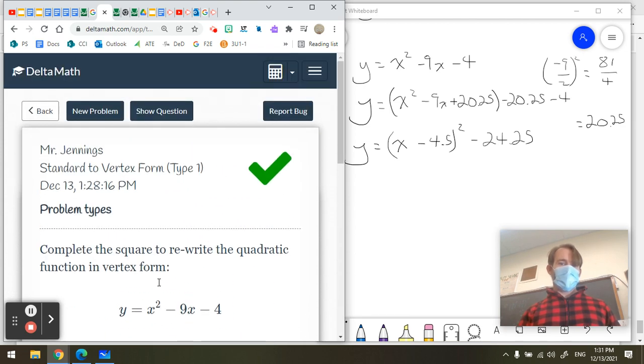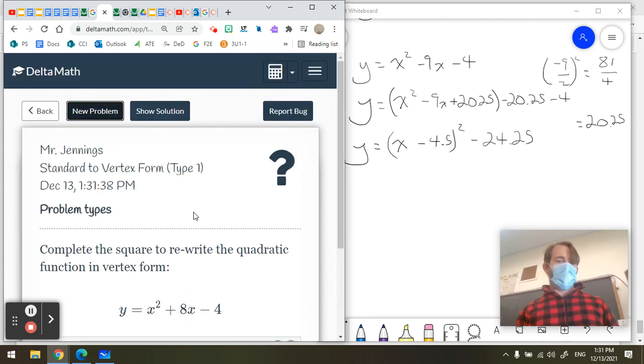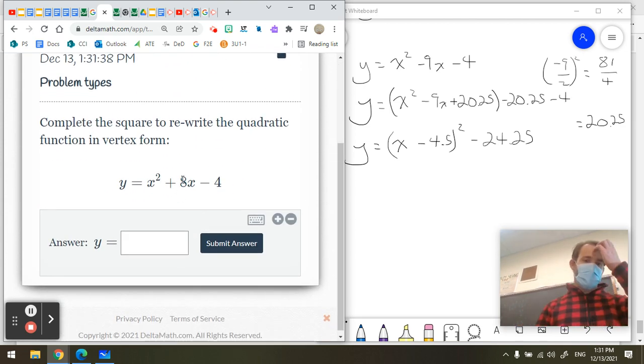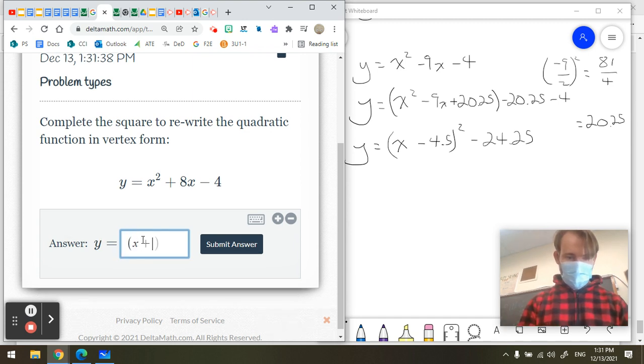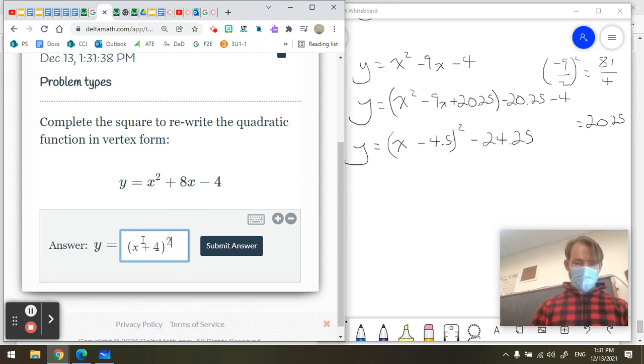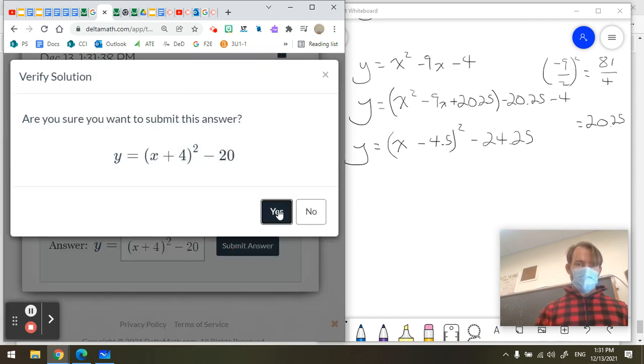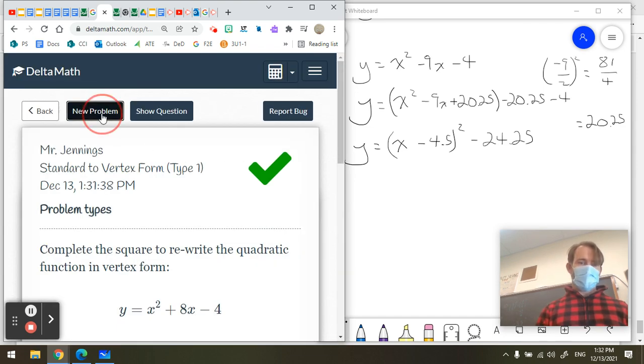Okay, let's see if it will take a... Oh, that one, I don't need fractions. This one, let me do it in my head. This is x plus 4, and then I have to subtract 16. Oh, this is squared, don't forget. Subtract, so this is minus 20. Okay, submit answer. Yes. Hooray! Okay, let's do another one.